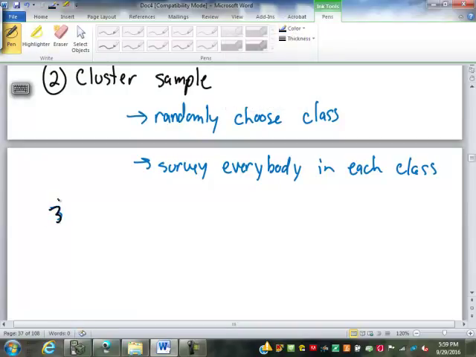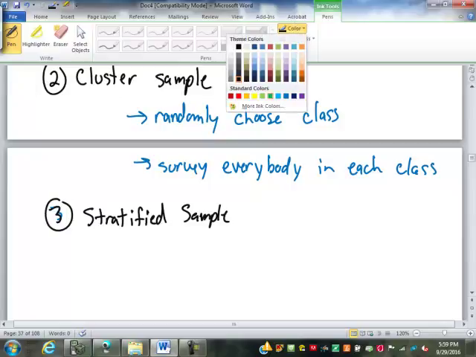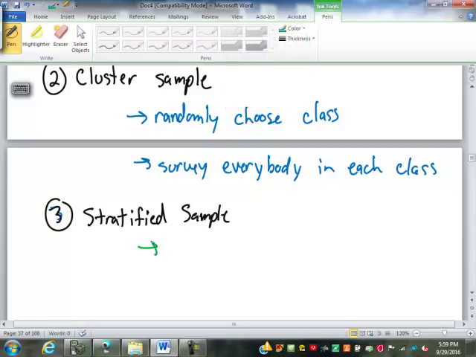Third type is what we're going to call the stratified sample. Now, a stratified sample, I'm going to start by dividing the whole population into groups. What do I mean by groups? Like there's groups that belong together.